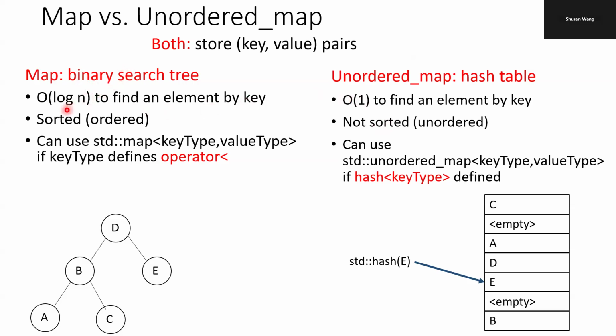So binary search trees take O(log n) to find an element by key. It's inherently ordered, and it can be used with any key type that defines an operator less than for comparison. Or, if you look at the documentation, you can manually specify another comparator for your map. Unordered map takes O(1) to find an element by key. It's not sorted. You can never get it sorted, but you can use the unordered map if your key type has a hash function defined. You can never get an unordered map sorted. So only use it when you don't care about the order.